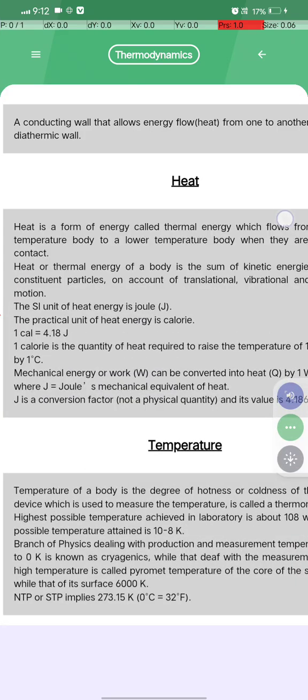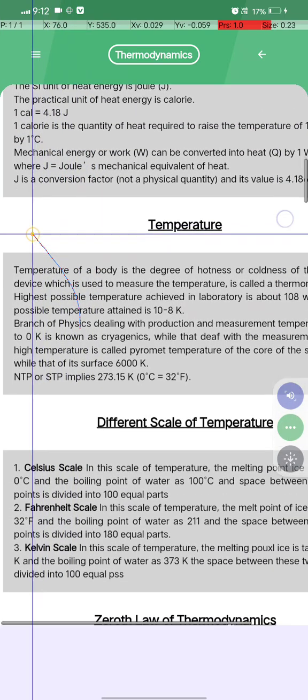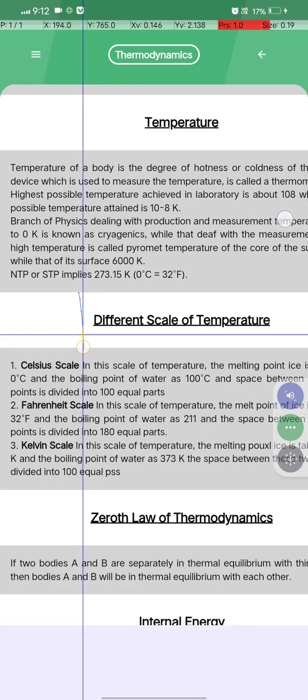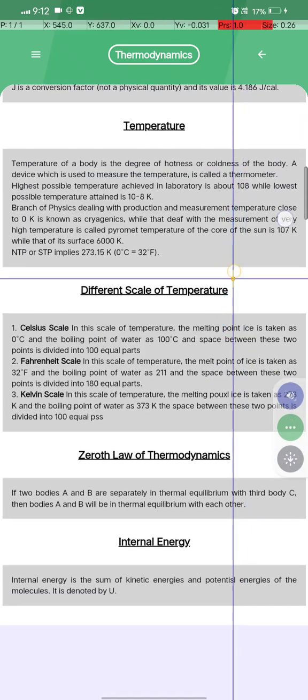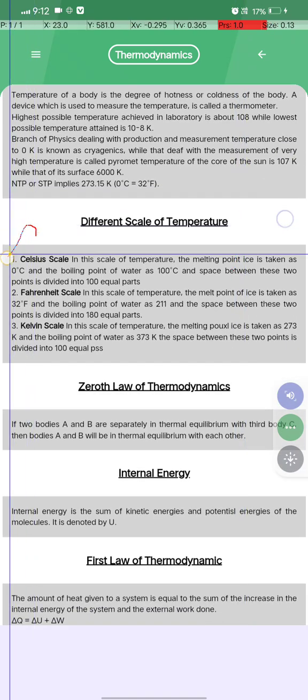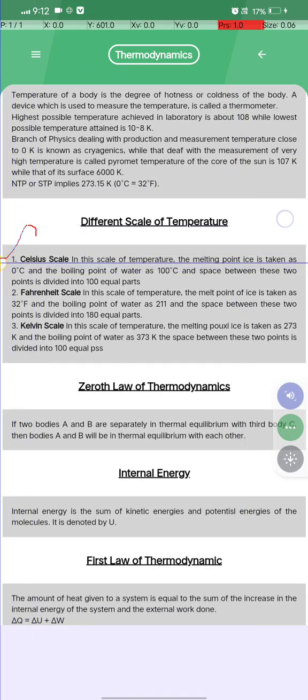ओके. ये ध्यान रखना है. उसके बाद आता है हमारा different scales of temperature. तो इसके लिए हमारा सेल्सियस आता है, फ़ारेनहाइट आता है और केल्विन आता है. सेल्सियस क्या है? Celsius is the scale of temperature in which the melting of ice is taken as 0 degree Celsius and the boiling point as 100 degree Celsius. The space between these two points is divided into equal parts.